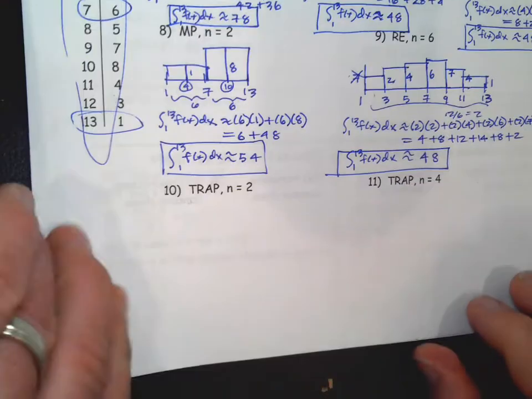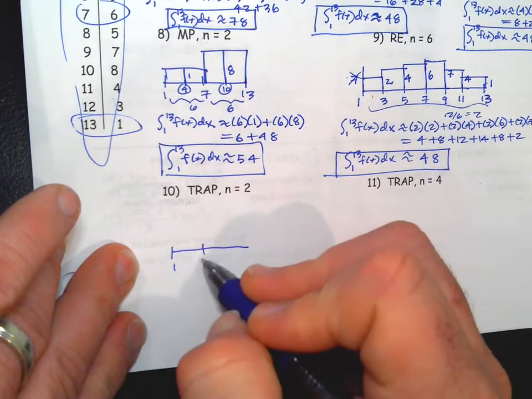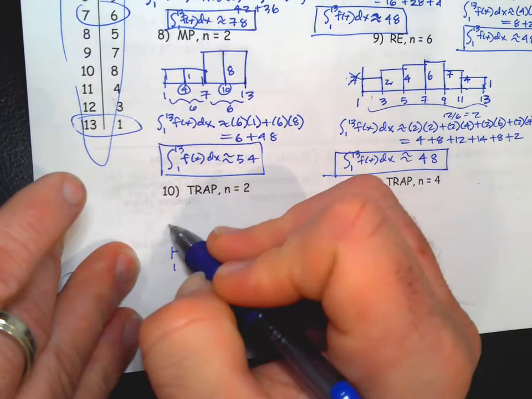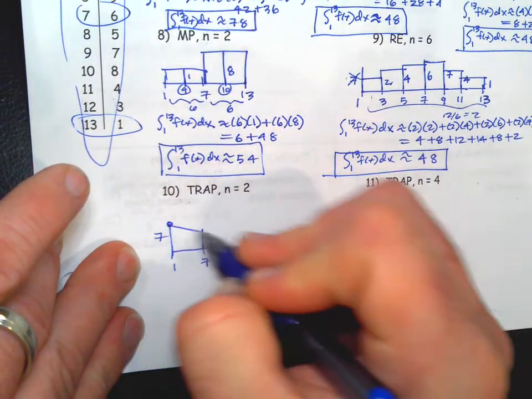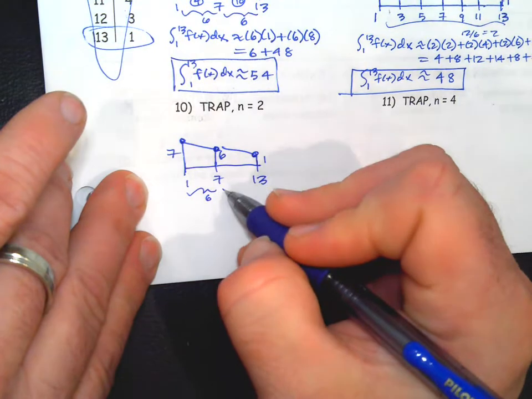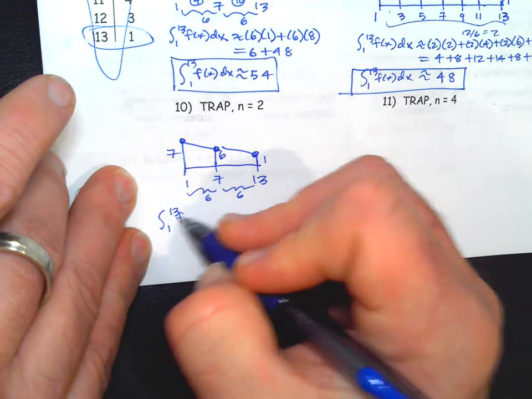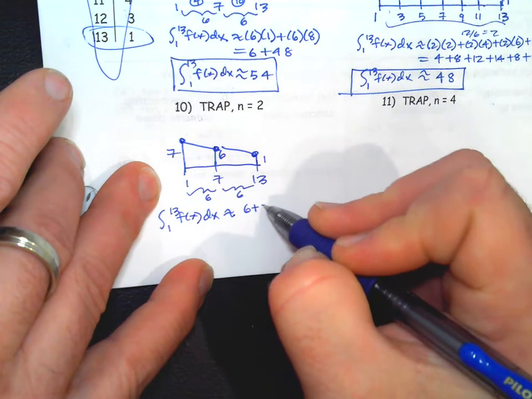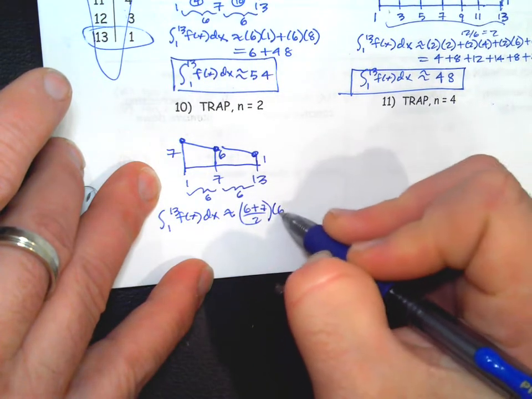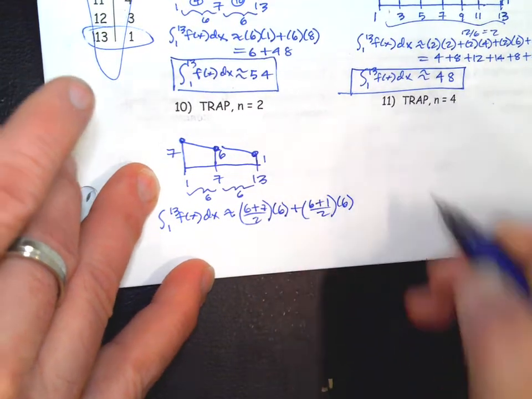All right, next one's trapezoids. So I think just like the one above it, actually the very first problem would be helpful. Quickly, it's the same values, but we do trapezoids. These are the heights of the trapezoid. So remember, the area of the trapezoid is base times height. It's a rectangle, base times height. That's the average of the bases. So the average of the bases is 6 plus 7 over 2 times the height 6, plus the average of the bases is 6 plus 1 over 2 times the height 6.